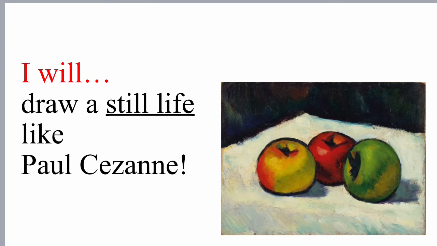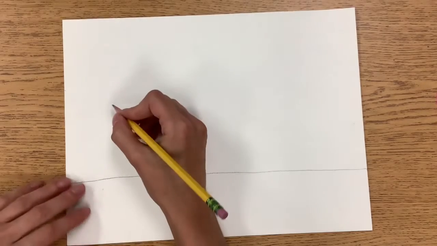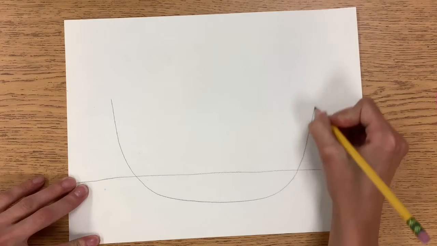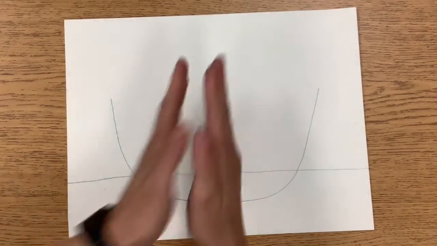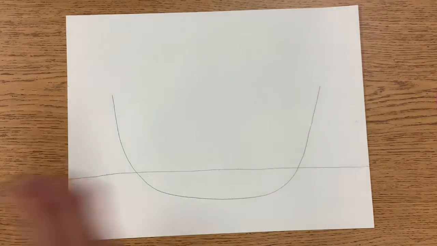Today we will draw a still life like Paul Cezanne. First, you are going to start with your piece of paper by drawing the table. You don't want it to be in the middle. You want it to be a little bit lower on your page, or about a third of the way. Then you are going to draw a large U shape for your bowl. It should take up most of the paper lengthwise.